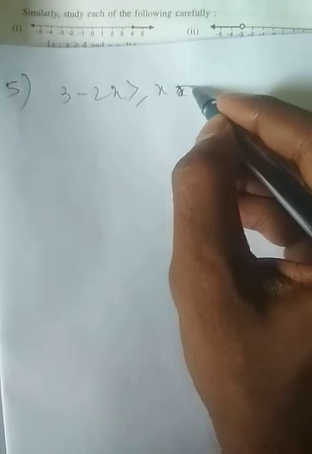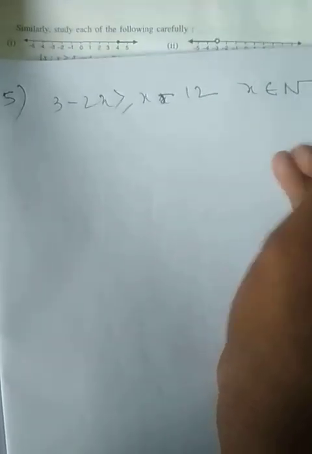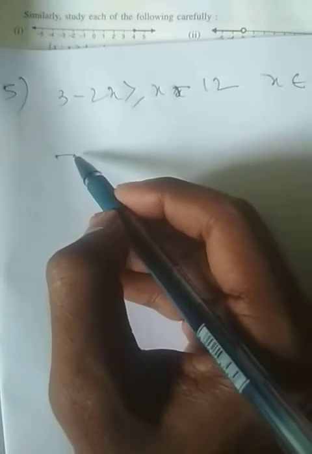Okay, number 5 I am going to solve. Math number 5. It is given 3 minus 2x greater than or equal to x minus 12. X belongs to natural number. Find the set. Solve in the same way.